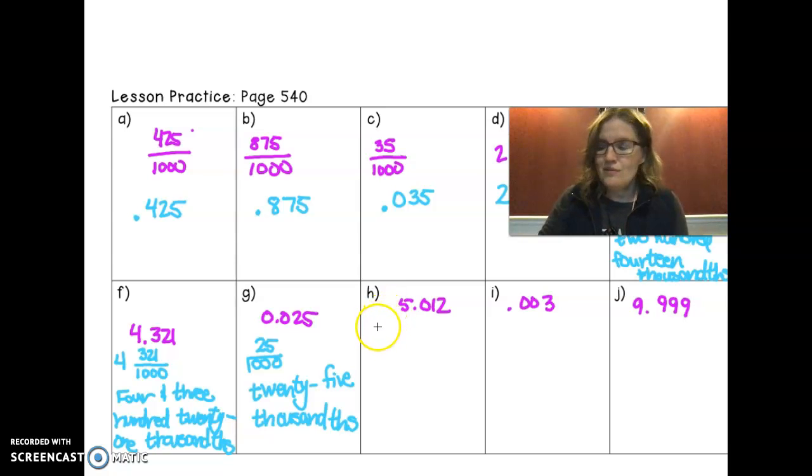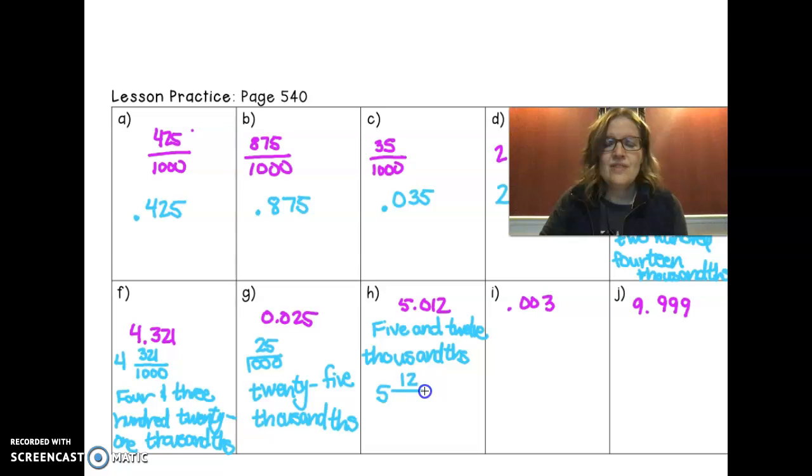Here's how to write a whole number with a decimal. 5, let's see. I'm going to write it first, and then I'll do it in fraction form. 5, and that means the decimal, and 12 thousandths. Thousandths. And we're going to write this 12, and then we put our thousand underneath.